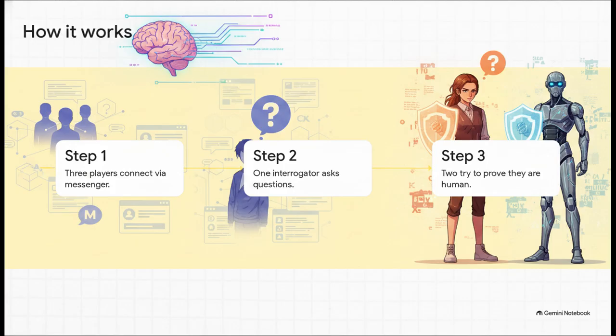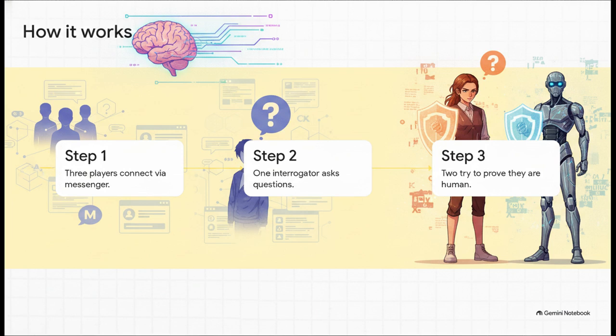Step 2, one of these players acts as the interrogator, and their one and only job is to ask probing questions. Step 3, the other 2 players are on the receiving end. One is a flesh and blood human, and the other is a hidden AI. The interrogator can ask literally any question they want to unmask that computer.